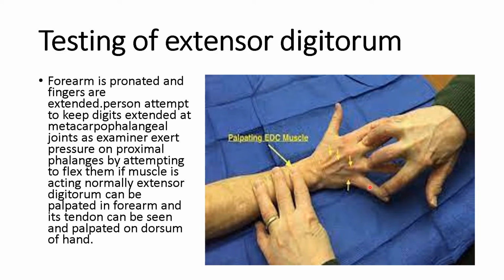If the muscle is acting normally, the extensor digitorum can be seen on the dorsum of the hand and can be palpated in the forearm, and its tendon can be seen on the dorsum of the hand. Here you can see its tendon. These are the tendons of extensor digitorum.